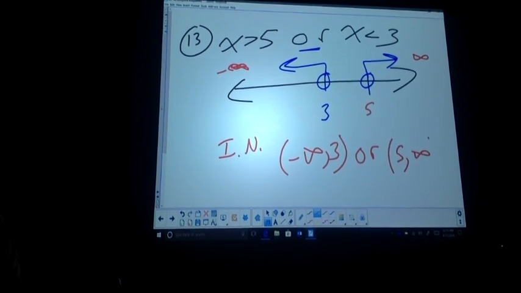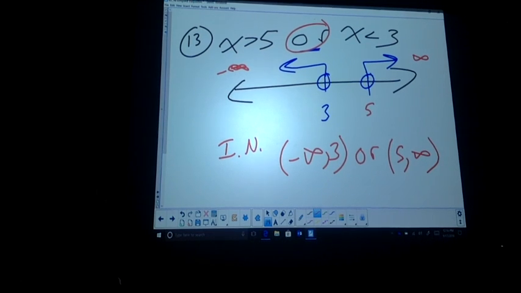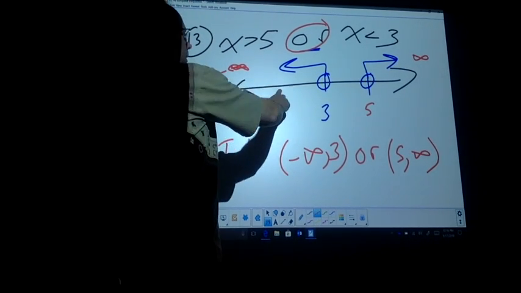Done. How come most of those problems are no solution? They don't overlap. So if I would have had this word be an and, this would be no solution. Okay? Because an and has to come together. So the difference between the or graph and the and graph is this. Let me pick 0, which would be right here.